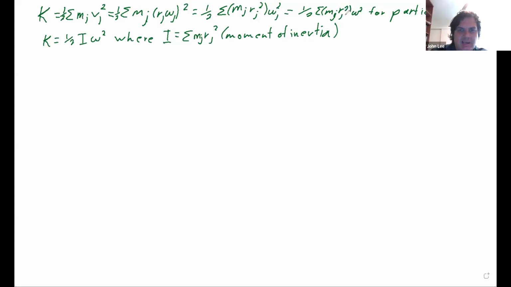Masses times the radius from the axis of rotation squared times omega squared, if all of the particles have the same omega, the same angular velocity. So K is equal to 1/2 I omega squared, where we defined I to be equal to the sum of all of the masses times the radius from the axis of rotation squared.